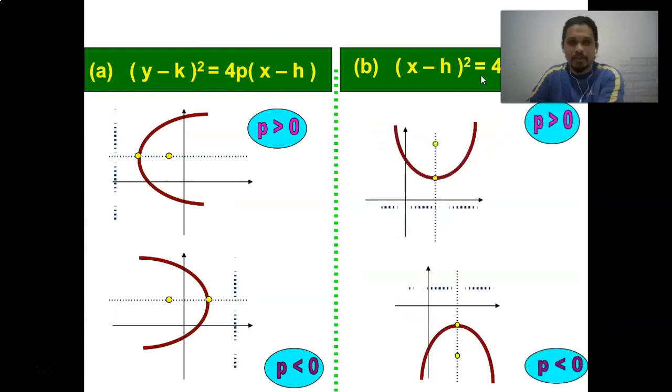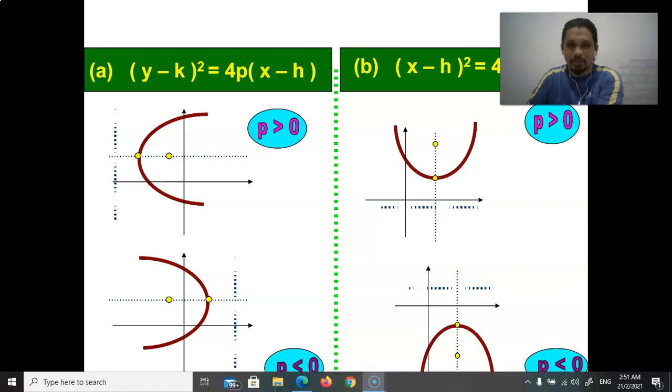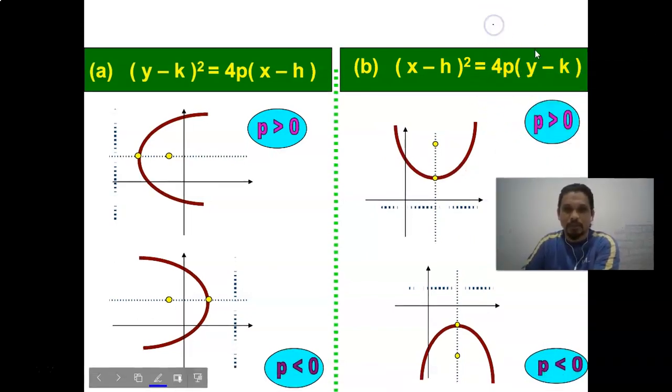That's all you need to remember for this subtopic of parabolas for topic 4.